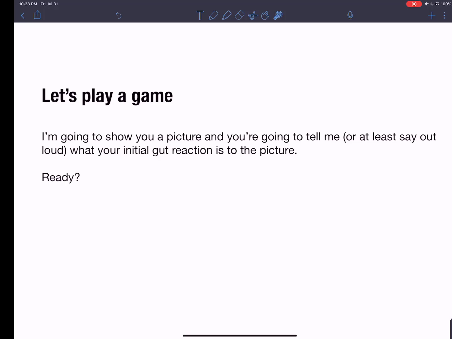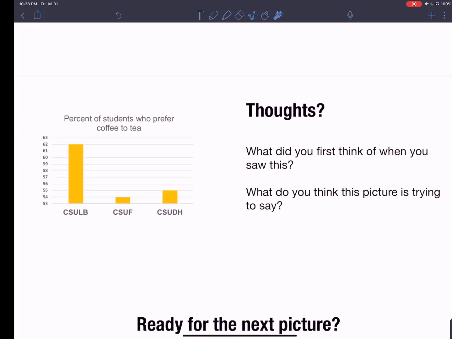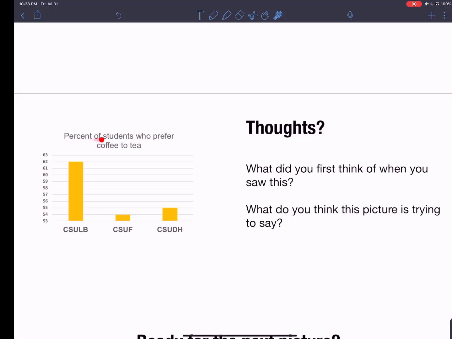So I'm going to show you a picture. It's going to be on the left-hand side. I'm going to describe it for a second, and then I'm going to ask you two questions. And as soon as I ask the question, I want you to say out loud what you think. Ready? Here's the first picture. This first picture is the percent of students who prefer coffee to tea. Here's CSULB, CSUF, and Dominguez Hills over here.